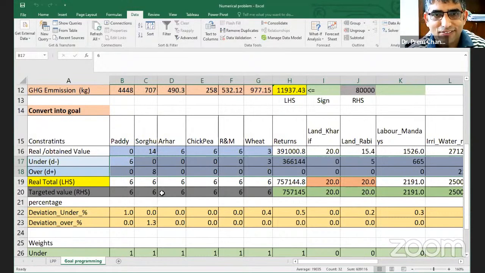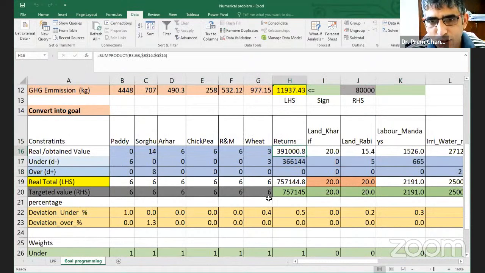And in Rabi also it has almost balanced. Rapeseed, mustard also, then wheat it is allocating less area because wheat relatively requires more water than chickpea. Okay, it has taken care of water also, greenhouse gas emission. But you see, the net return achieved is only 3.91 lakh rupees. The farmer will sacrifice, underachieved 3.66 lakh rupees.